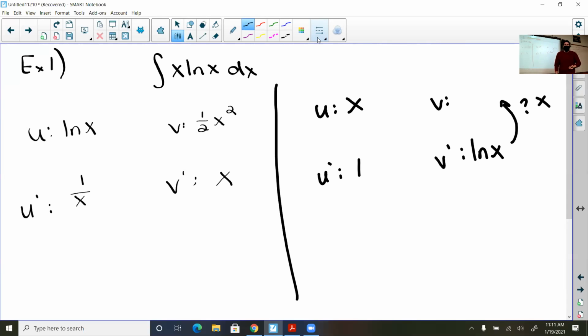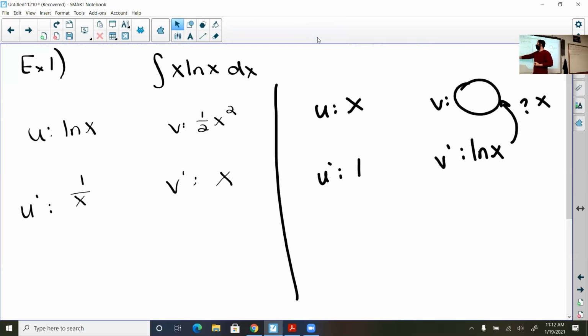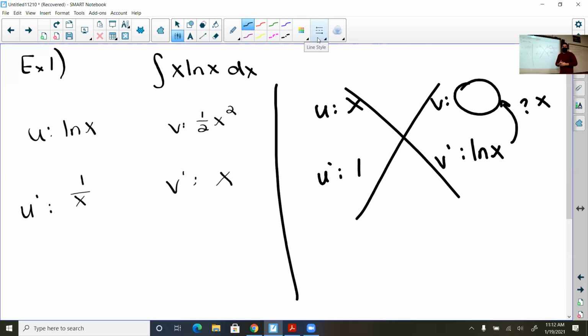We can't do it. So therefore, there is only one way to set up this problem, because this situation right here is not possible. We don't have the antiderivative of the natural log of x. We only have the derivative of the natural log of x. So I can't do it this way because I am missing a piece of information. So even though we are free to set it up either way, one way works, the other way does not.